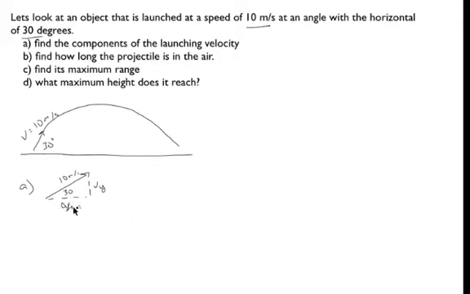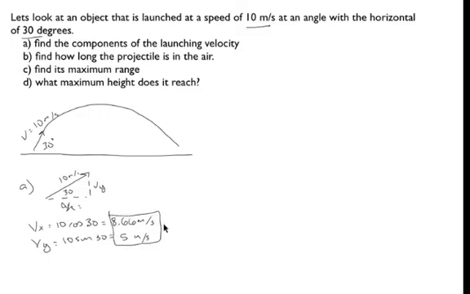We can find the x as the adjacent side. Adjacent to hypotenuse is the cosine. So the velocity in the x is going to be 10 times the cosine of 30, and cosine of 30 is 0.866. So vx is 8.66 meters per second. The velocity in the y is the opposite over hypotenuse. Opposite over hypotenuse is the sine function. So that's going to be 10 times the sine of 30, and that comes out to 5 meters per second. So that would be the answers to part A.